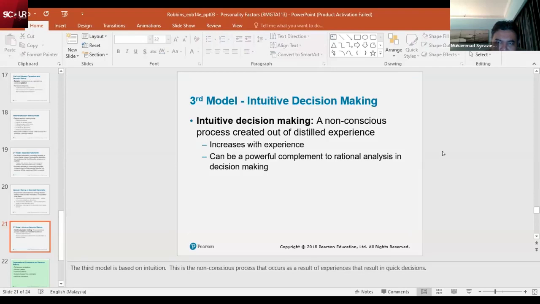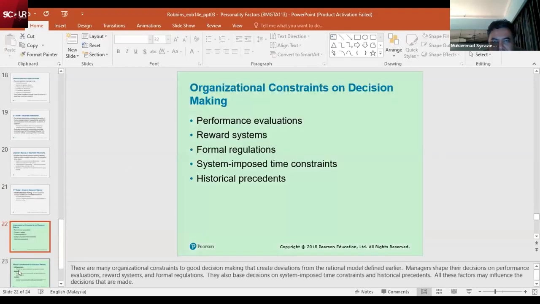Because sometimes when you just follow 100% rational analysis, you may not follow your gut feeling. You may not follow the human side of decision making, right? That's why you have another approach, which is intuitive decision making. This is about decision making.